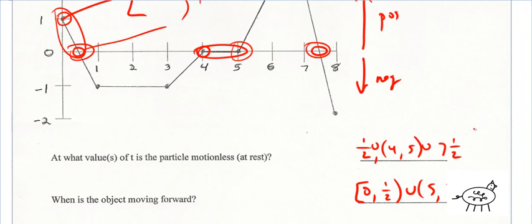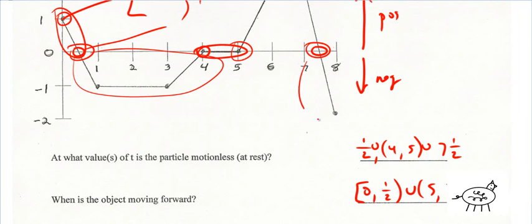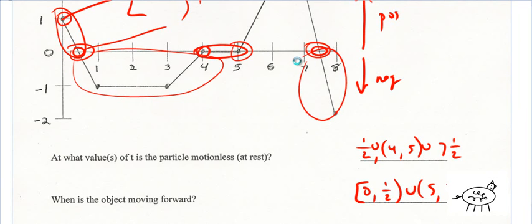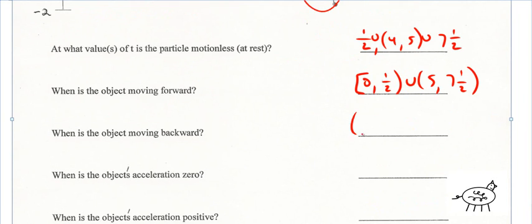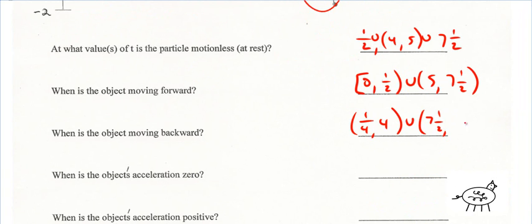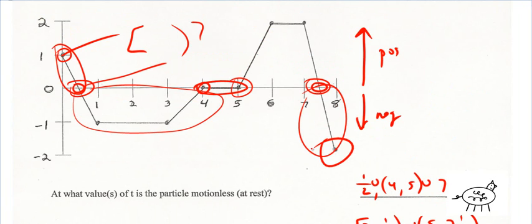When is the object moving backwards? Well, that's when it's negative. So it's negative right in this area here and in this area right here. Right. So from 1/2 to 4 and 7.5 to 8. So 1/2 to 4, union 7.5 to 8. And again, this is a bracket because look at 8, right? Isn't 8 down here? So it's negative at that value. Even if it's a corner, the velocity is still negative at that point. All right, so let me get rid of all this red now so I can make other comments here.